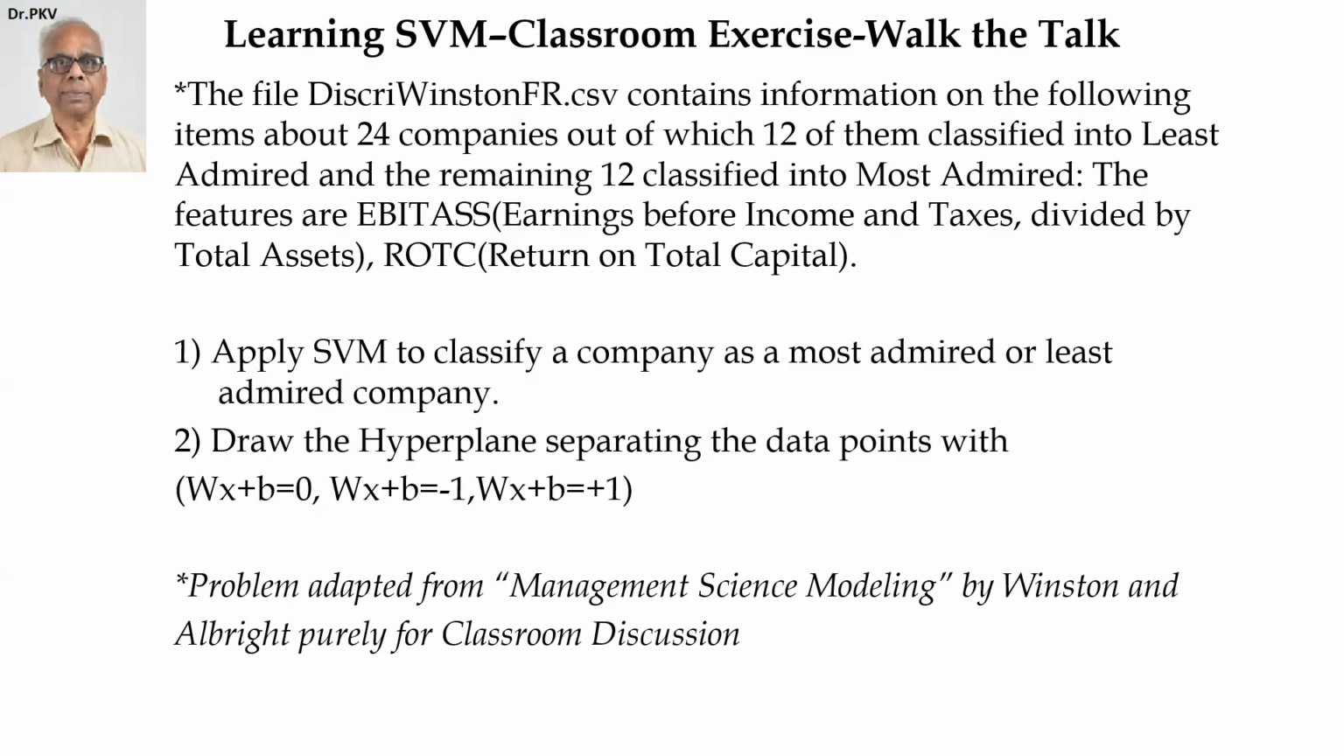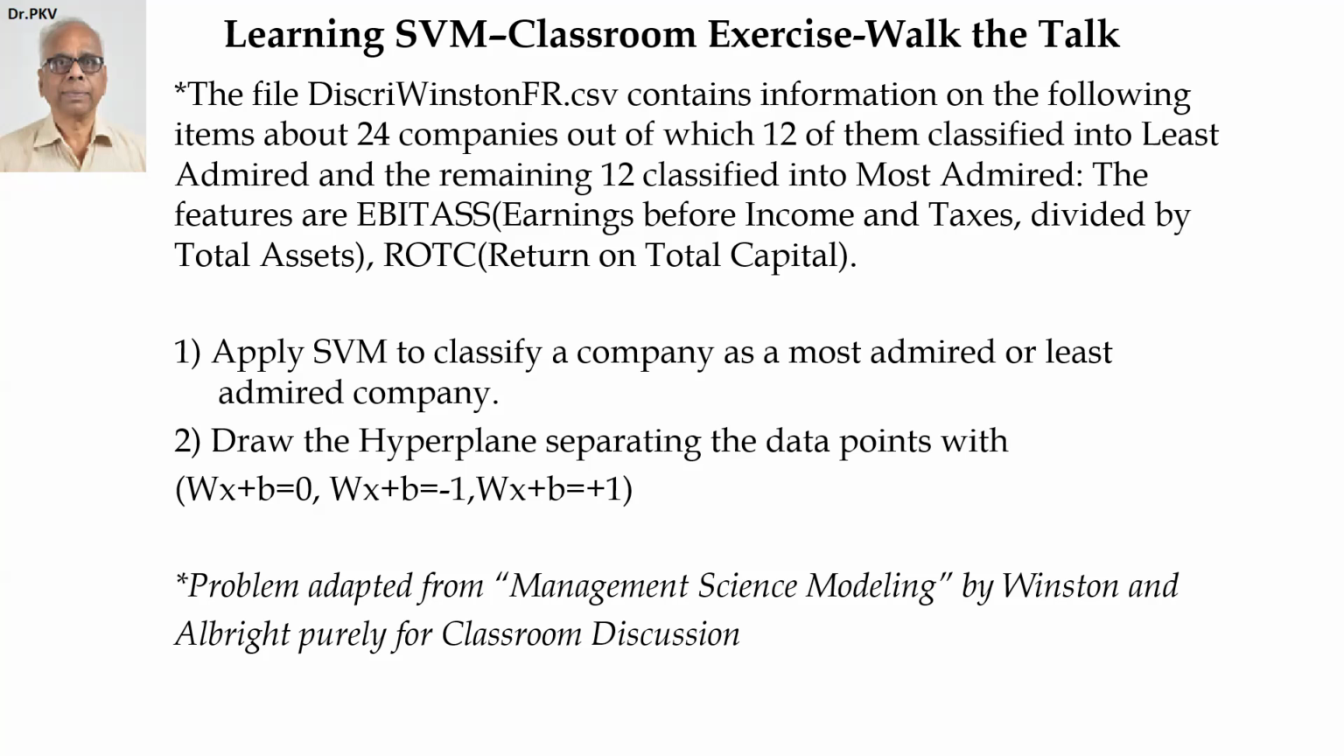There is a file that contains information about 24 companies, out of which 12 of them are classified as least admired, and the remaining 12 classified as most admired. The features used for the classification purpose are EBITDA, earnings before interest and taxes divided by total assets, and ROTC, return on total capital. These are the two features used for classifying the company into least admired and most admired.